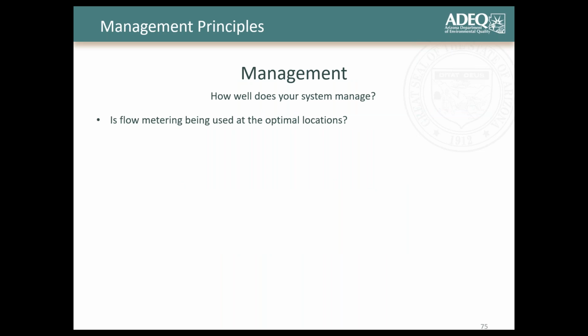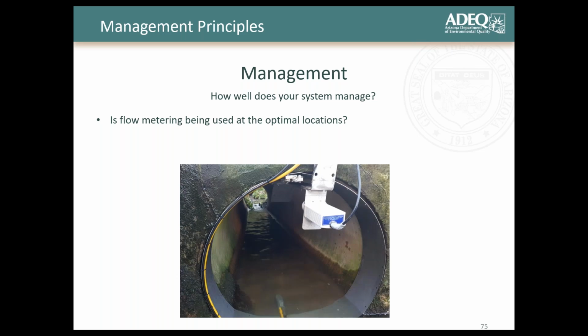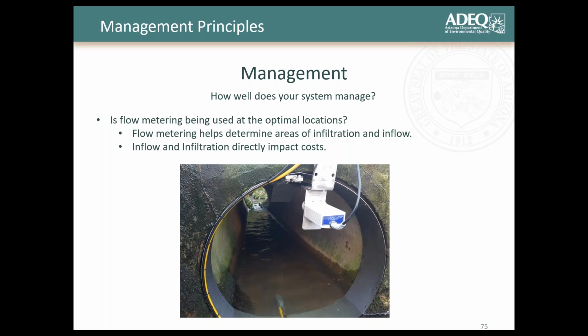Couple more management slides, guys. I know we're running on time, but I don't want to rush too much. Is the flow metering being used at optimal locations? Flow metering helps determine areas of infiltration and inflow, and inflow and infiltration directly impact cost. Flow meters are set throughout your system. As a manager, you have to assess: is this data coming from the right place?